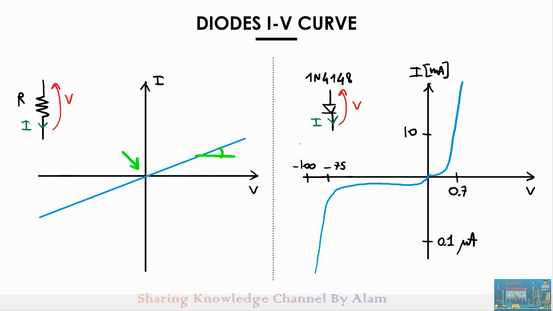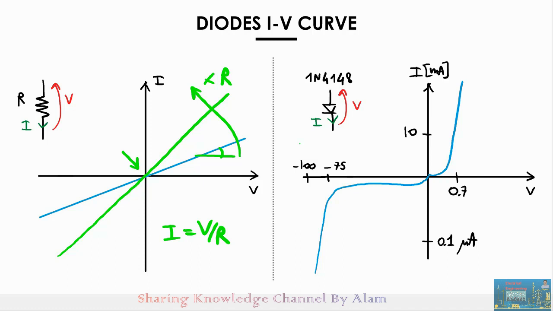A resistor with the lower resistance will be represented by a straight line passing from the origin that has a higher slope, like this, for example. So this is for smaller resistance. This is intuitive, as smaller resistors require larger currents for the same applied voltage. The IV curve for a resistor is simply a representation of Ohm's law for the component. Ohm's law for a resistor is I is equal to V divided by R, and this curve is simply representing this equation.